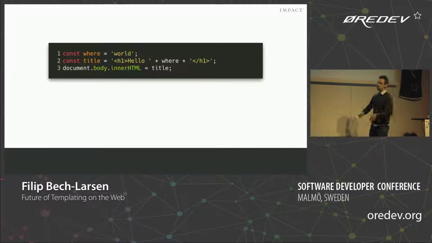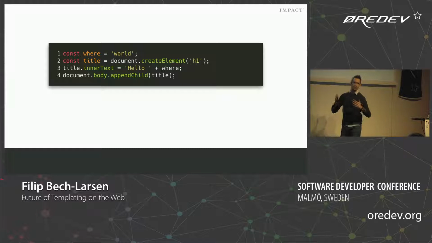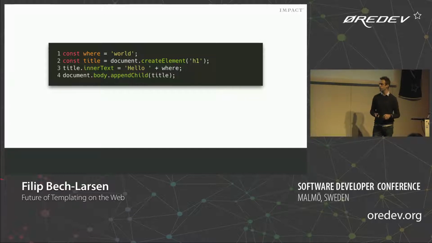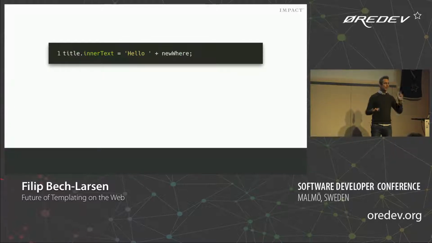Then the next iteration was where we started to create the elements imperatively from JavaScript, so that we then had references to them. Then we would set the inner HTML on the title element. The cool part about this is that when we needed to update it, we already had the reference to the element, so we could just update that part and not re-render the entire DOM. So that was kind of cool.